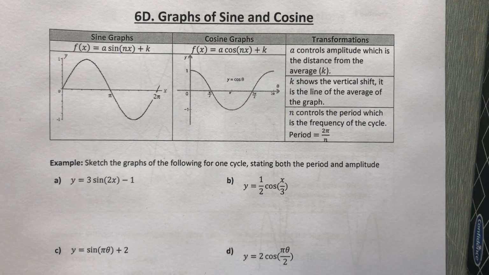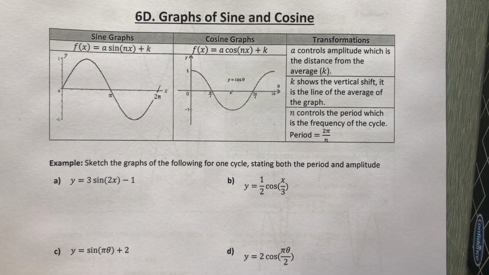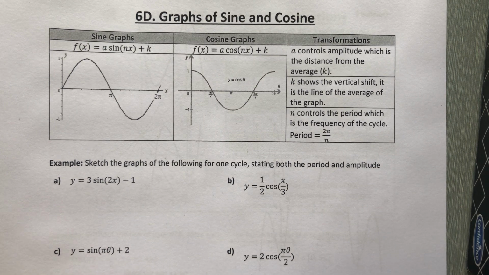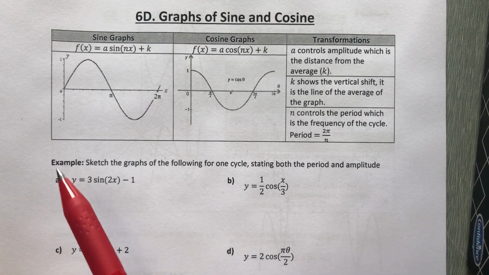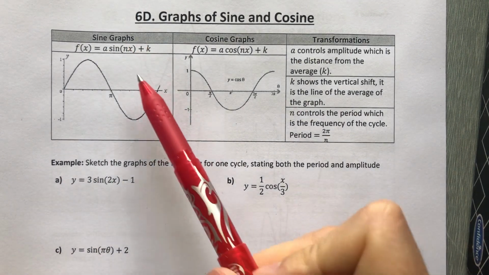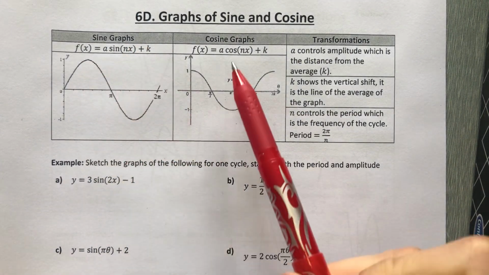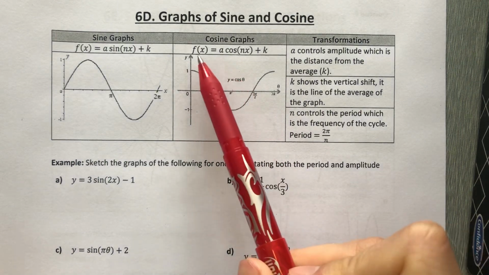Hey guys, so this is 6D, which is graphs of sine and cos. It's something that you did last year, so hopefully a lot of the stuff that I say right now isn't necessarily new and you remember what to do, so we can use it as a little bit of revision. With sine graphs, as it says in this table, this is what they look like. That's the rule. Cos graphs, this is what they look like, and that's the rule.